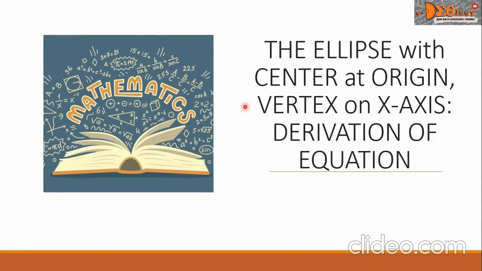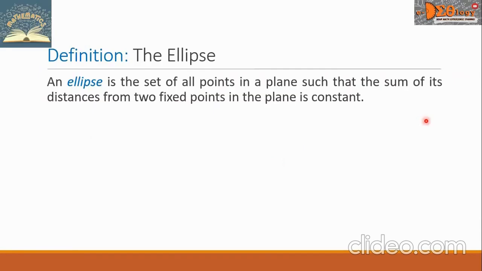Hi everyone! Today we're going to study the derivation of the equation of the ellipse with center at origin and vertex on the x-axis. First, let us define ellipse. An ellipse is the set of all points in a plane such that the sum of its distances from two fixed points in the plane is constant.